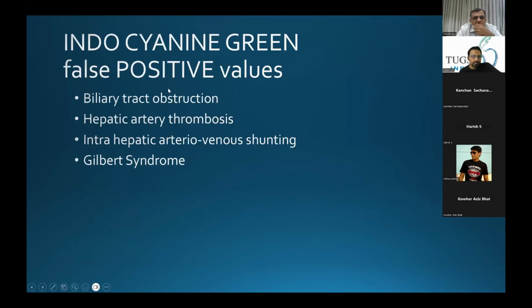Of course, if you have a biliary tract obstruction, you are going to get falsely elevated values, because you are clearly not going to have secretion of the ICG into the biliary tree. If you have hepatic artery thrombosis, again, the ICG won't be delivered into the liver, leading to falsely high values. Sometimes you could have a hepatic arteriovenous shunting within the liver itself, which will give a false negative report, because most of this ICG is washed out, or you could have a false positive, because the ICG will continuously circulate in the circulation. And in Gilbert syndrome, the cells simply can't pick up the ICG to release it into the bloodstream.